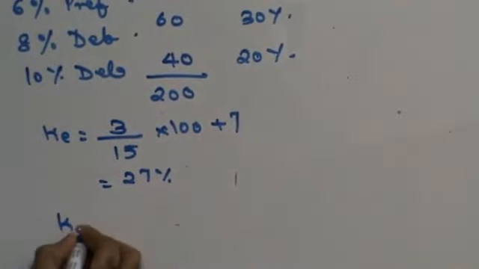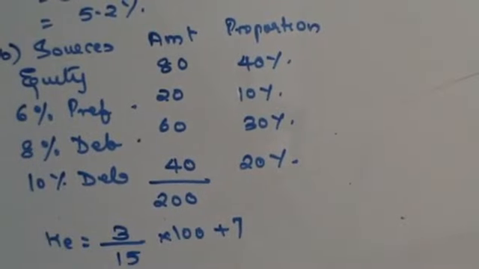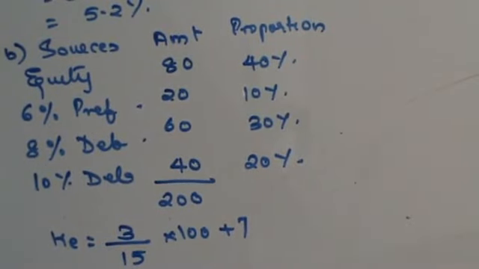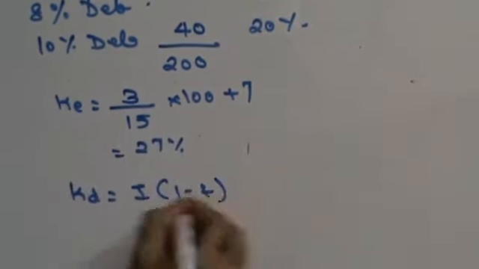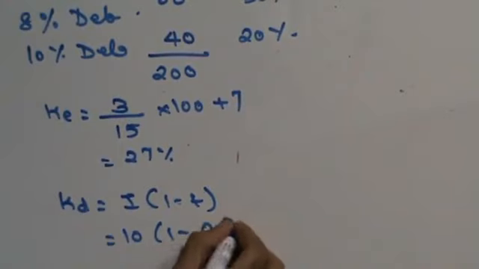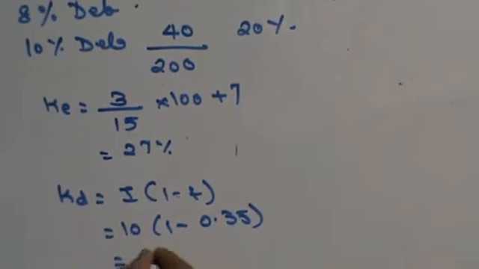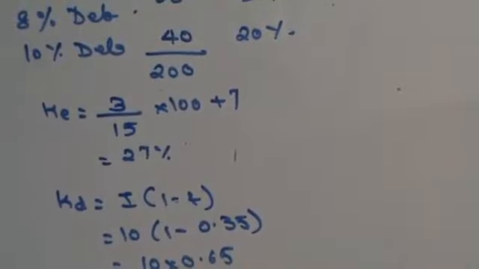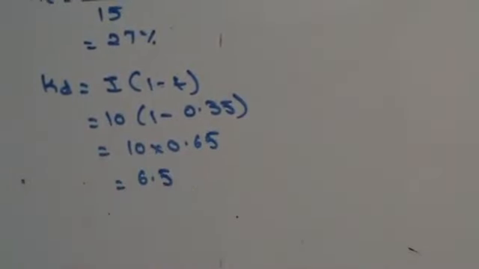Okay, let's find out the cost of debt. Now the cost of debt for 8% debentures will be the same. I'm finding out the cost of debt for 10% debentures. I into 1 minus tax: interest is 10, tax rate is 35%, so that is 0.35. So 10 into 0.65, that's 6.5, right?